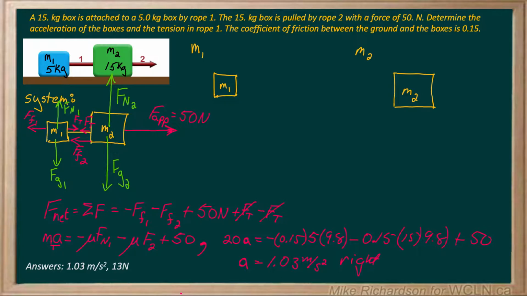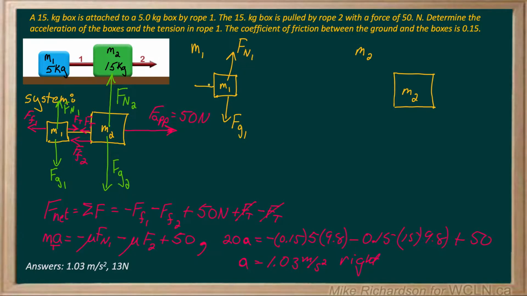Now, first of all, notice when I did the entire system, it doesn't help me with the tension, because the tensions cancel when I look at the entire system in the middle. So let's isolate. Let's look at mass M1 by itself. Okay, we know some forces. Fg down, F normal up. Now I only care about forces that are directly attached to M1.